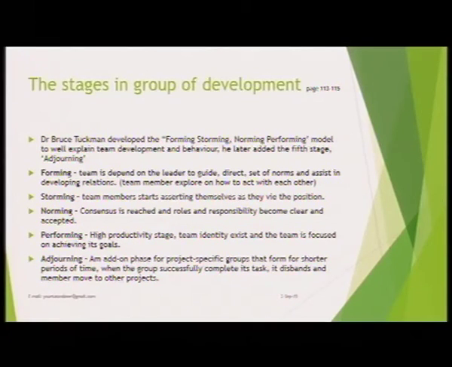Forming is the first stage in a group, whereby all the group members depend only on the leader for direction, for guidance, and also for the rules, norms and regulations. Storming is the second stage, where team members start asserting themselves, scrambling as they vie for positions. In this stage, people are trying to scramble for positions. So that's the stage of storming.